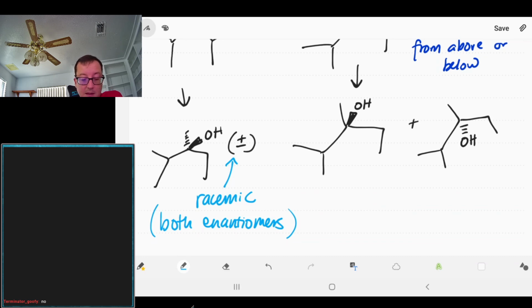We'll describe this as racemic by putting a plus minus in parentheses. I could have put the OH on a dash and drawn the other enantiomer with plus minus. That's the same thing. Doesn't matter. We will end up having both enantiomers here.